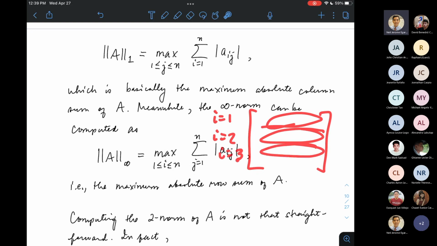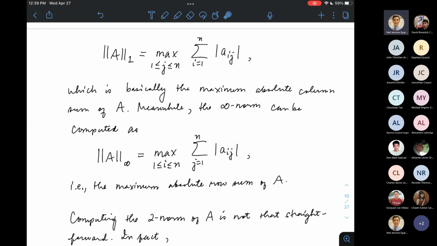Kasi yung i, lagi natin yan yung row counter. Tapos, kukunin ko yung summation sa bawat isang i na to starting from j from 1 to n. So, ibig sabihin, isa-sum ko yung absolute value ng mga entries sa bawat row. Tapos, sila yung candidates para maging infinity norm. Alright? Then, I'll get the maximum among those absolute row sums, and that will be assigned to be the infinity norm of the matrix A. Okay? So, yan yung i-assign natin as the infinity norm ng isang matrix A.